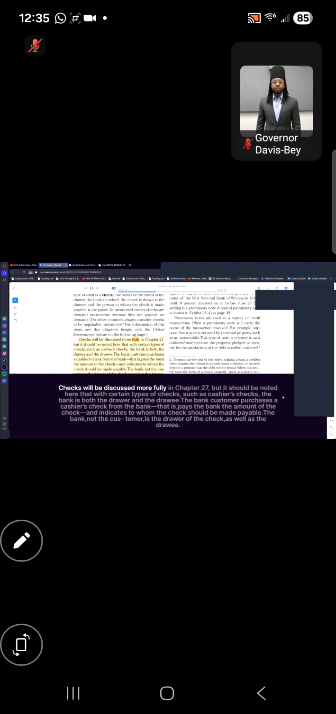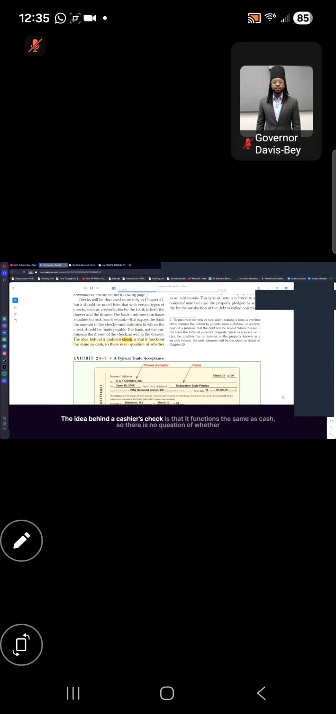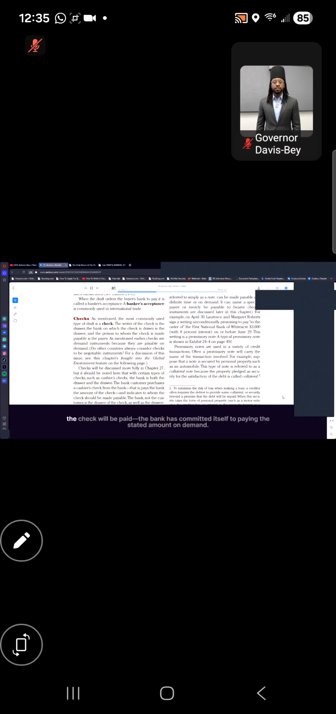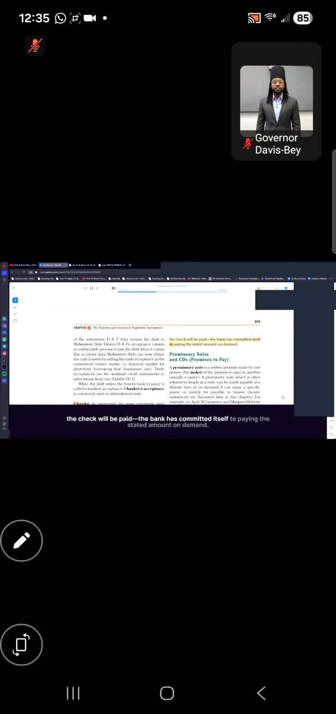Checks will be discussed more fully in Chapter 27, but it should be noted here that with certain types of checks, such as cashier's checks, the bank is both the drawer and the drawee. The bank customer purchases a cashier's check from the bank, that is, pays the bank the amount of the check, and indicates to whom the check should be made payable. The bank, not the customer, is the drawer of the check, as well as the drawee. The idea behind a cashier's check is that it functions the same as cash, so there is no question of whether the check will be paid. The bank has committed itself to paying the stated amount on demand.